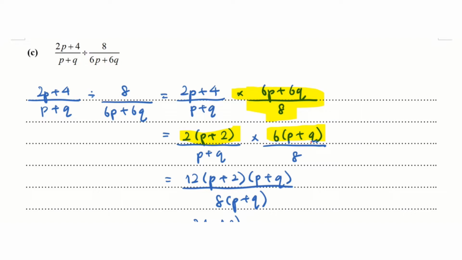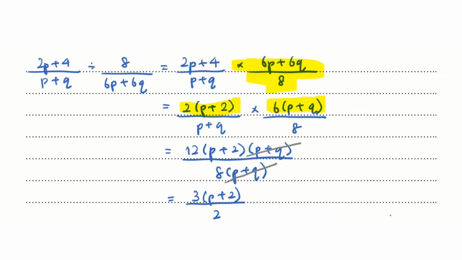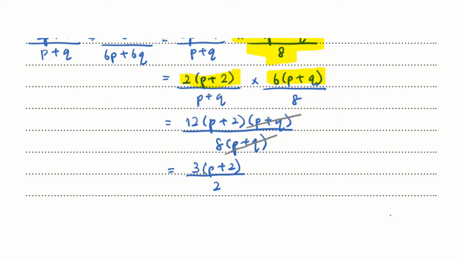I have a reason for doing this. Please hold on to that first. Then we will now proceed on to multiplying the numerators. So 2 times 6 will give me 12, and p plus 2 times p plus q will have these multiplications here. In the denominator, there's nothing for us to factorize, so we get 8 times p plus q. Because we have done the factorization, now we can clearly see that we can cancel away the p plus q because they are in common at both top and bottom. Hence, we get the answer to be 3 times p plus 2 over 2, because 12 and 8 can also be simplified to give us 3 over 2.